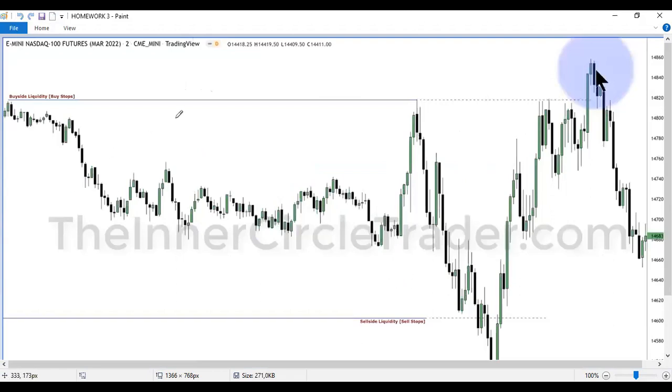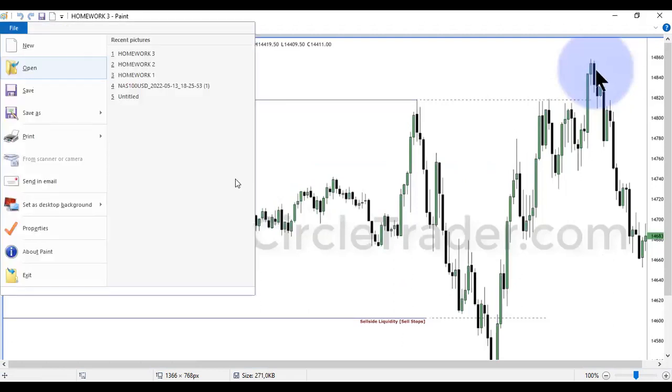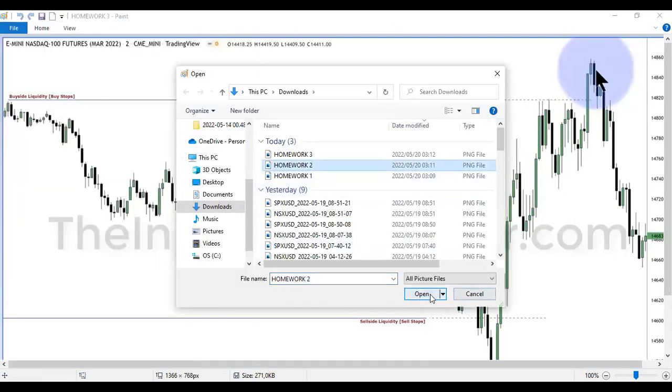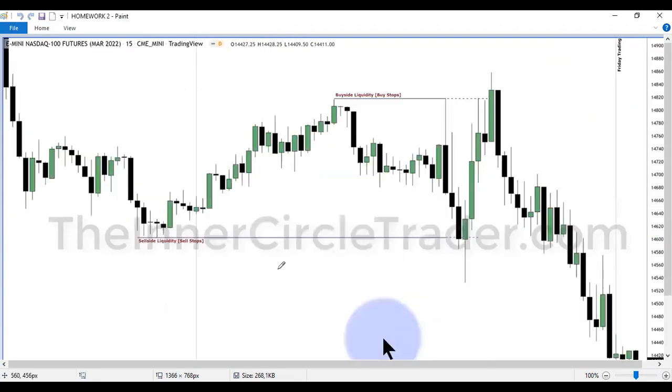Okay, so now as you can see, this one is more. Okay, no. Let me use this one first. This is a fair value gap. That was a gap. Don't mind that.